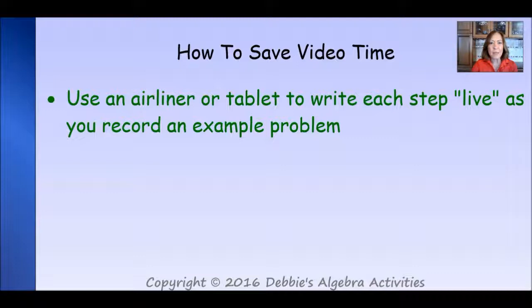Now, how to save some video time. Use an Airliner or tablet to write each step live as you record an example problem. I prefer to use this method so it matches the way I would have presented and explained the material in my traditional class. This works for me because I've learned to write quickly, though not always neatly, with the Airliner. Here is a short clip from one of my student videos showing this.